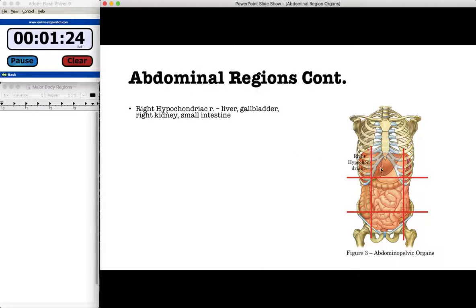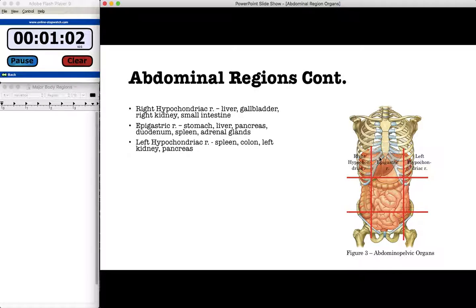Then this one was the epigastric region. Very good. You have the stomach, and the liver is there too. Underlying here is the pancreas and the spleen. You have the adrenal glands on top of the kidneys, and then the duodenum, the first part of the small intestine. And if this was the right, this is obviously the left. You have the spleen and the colon. The spleen kind of takes up both of these regions. The colon is right here. The left kidney, obviously, and the pancreas underneath the stomach there.